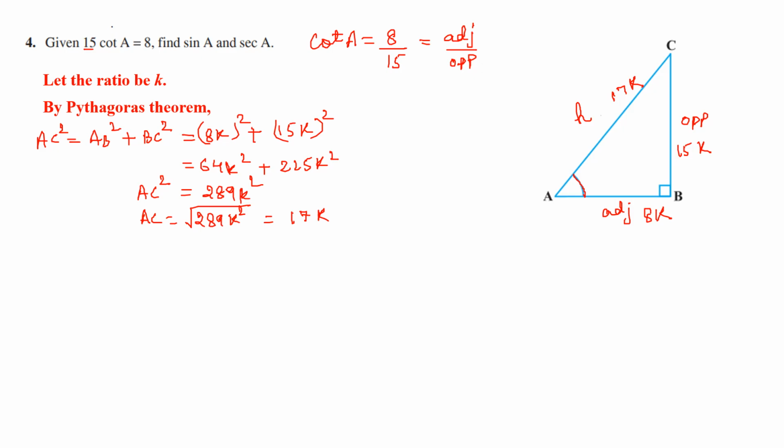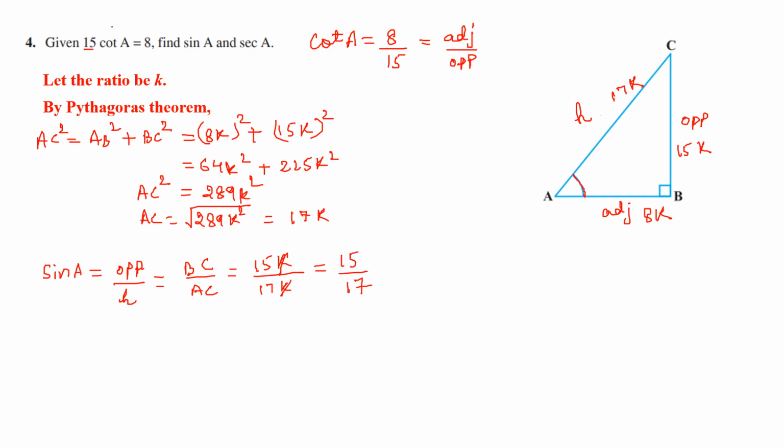Now let's find sin A. So sin A is opposite by hypotenuse, isn't it? And opposite is BC, so BC by AC. Measure of BC is 15k. Measure of AC is 17k. k and k cancel. So it will be 15 by 17.